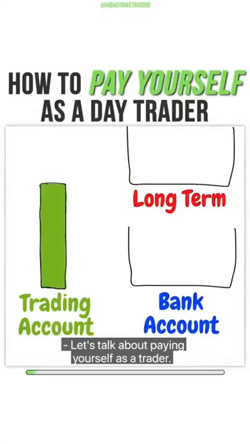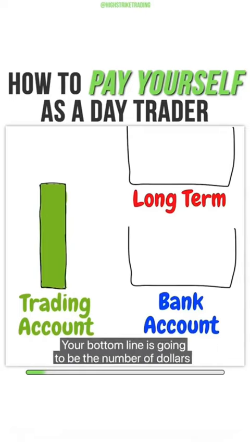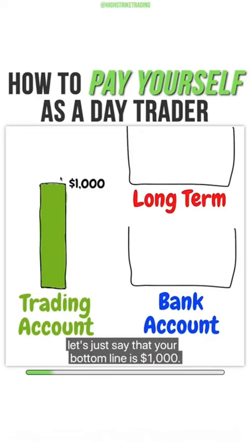Let's talk about paying yourself as a trader. Okay, so the first thing that we need to establish is when you have your trading account, what is your bottom line? Your bottom line is going to be the number of dollars that you keep in your trading account as a threshold. So for this case, let's just say that your bottom line is $1,000. So you got $1,000 in your trading account.